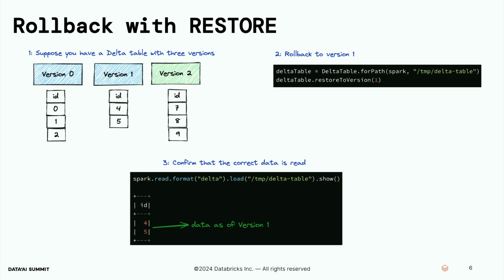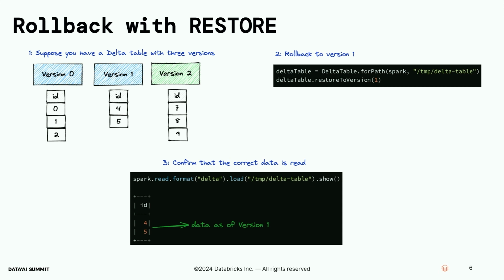So in section 2 there, you can see we are using PySpark. We're going to instantiate a delta table object, and then we are going to invoke this restoreToVersion method. We're going to supply the argument 1, so that's going to restore back to version 1 of the delta table. So you can turn your attention to the bottom of the screen to confirm that the correct data is read. Now we can see when we read the delta table, it's going to read in the data as of version 1 because we've rolled back to version 1.